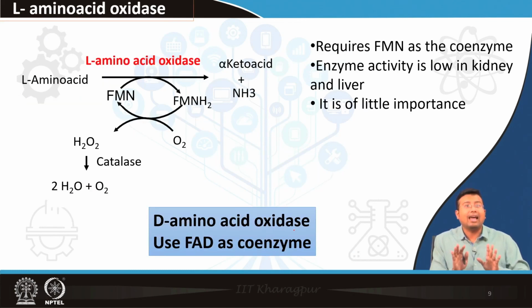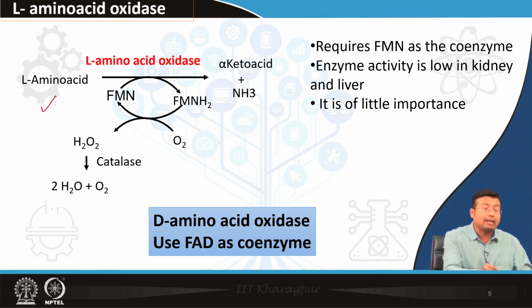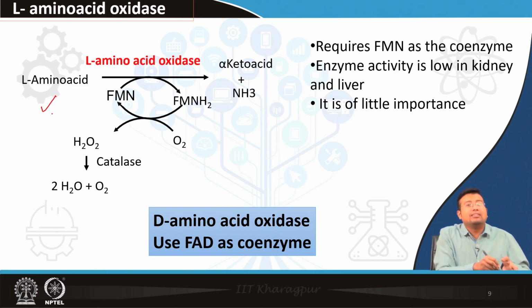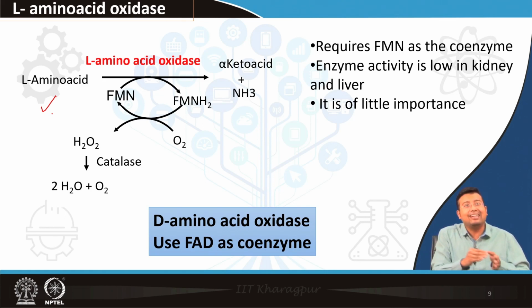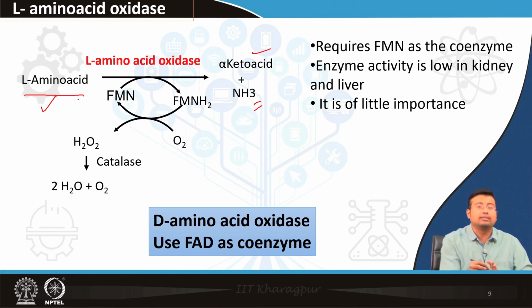Next, L-amino acid oxidase. Generally when an amino acid is converted to a keto acid, as we studied in transamination, one amino acid and one keto acid react together to transfer the amino group to another amino acid, resulting in the formation of another keto acid. That was transamination. Over here, one amino acid is directly converted to a keto acid and the amino group is removed. This is done by L-amino acid oxidase.